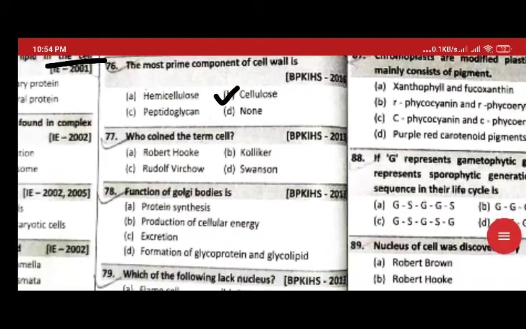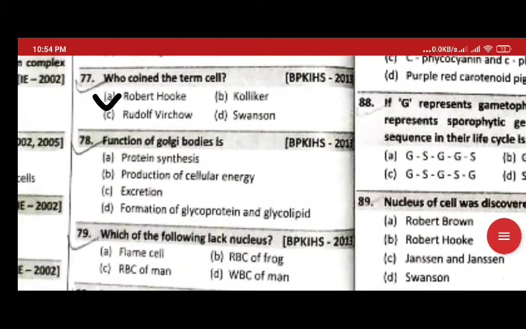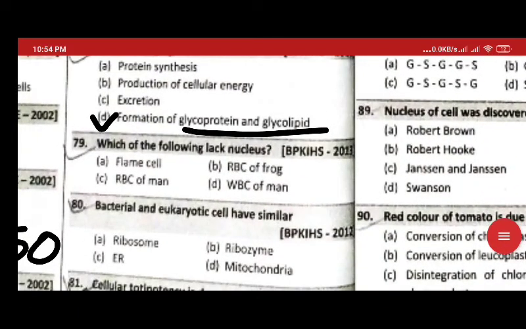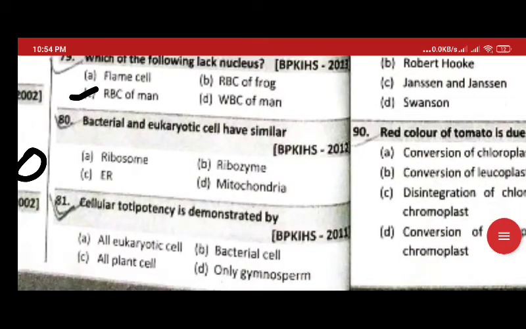Now 77, who coined the term cell? So Robert Hooke coined the term cell in the book Micrographia, from oak tree. The function of Golgi body is formation of glycoprotein, glycolipid, and now this is what? Glycoprotein and glycolipid are for cell recognition. Now which of the following lacks nucleus? So RBC of man. So this is right.